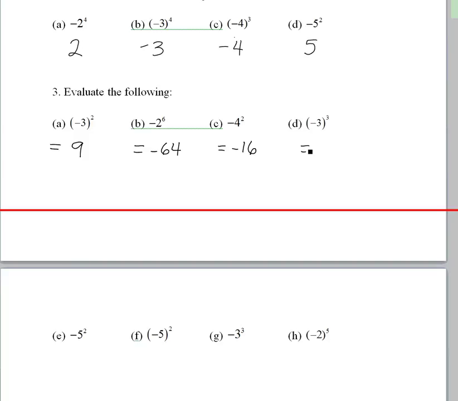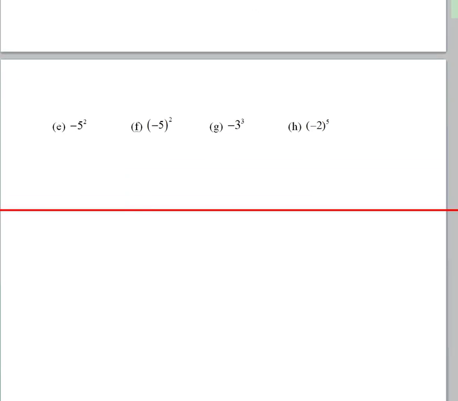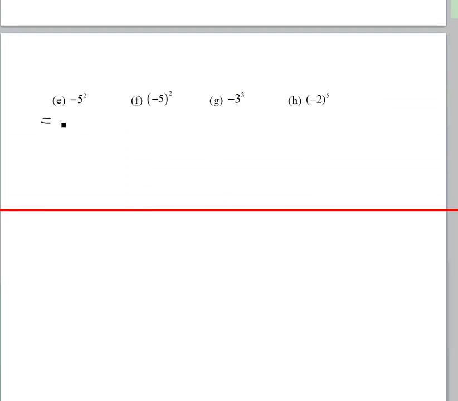For D, there are brackets, so the negative does repeat, but because it repeats 3 times, it will result in a negative answer. For part E, there are no brackets, therefore the negative does not repeat, and it will be -25. F is almost identical to E, but it does have brackets, which means the negative will repeat twice, resulting in a positive answer. G, the answer will be -27. There are no brackets. H, there are brackets, but because the negative repeats 5 times, it will result in a negative answer.